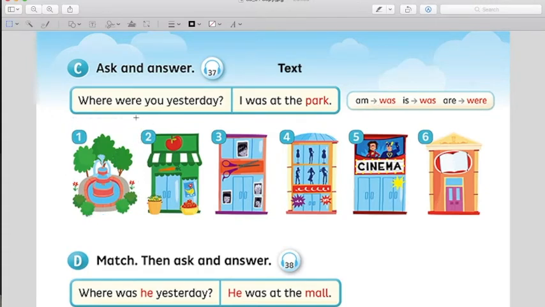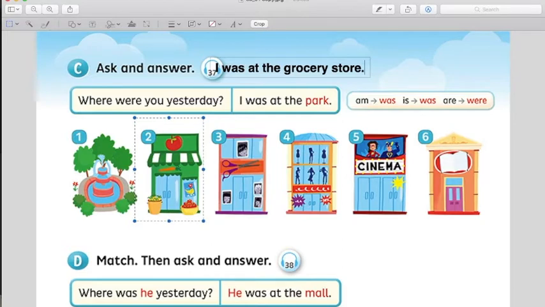I was at the park. Number two we have here. I wonder which one this is. So where were you yesterday? I was at the, so what is this here? This is the grocery store. So I was at the grocery store, period. Number three, where were you yesterday? I was at the hair salon. So all you change is the name of the place, hair salon.